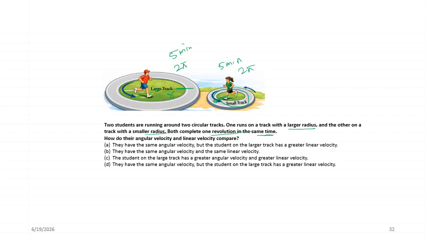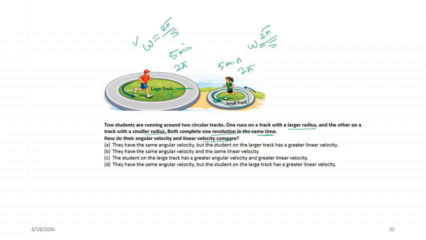Now, how do their angular velocity and linear velocity compare? You know how to calculate the angular velocity. Angular velocity omega will be equal to 2 pi divided by 5. Here also angular velocity will be 2 pi divided by 5. I have just taken a number. If they cover the same angle in the same time, the angular velocity will be the same. So both persons have the same angular velocity.